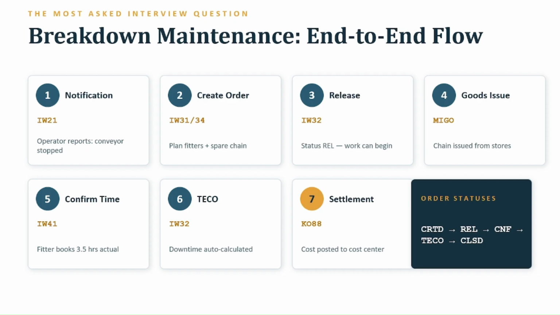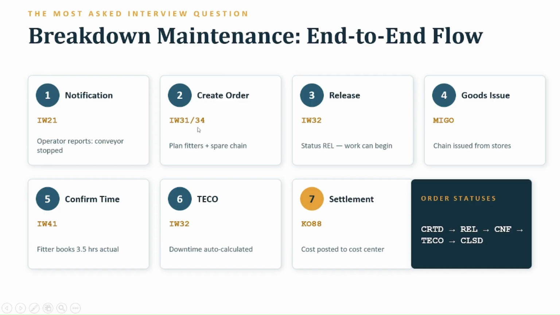Now there is a simple process flow. It is applicable not only for breakdown, but for all the plant maintenance processes. The process starts from the notification. T code is IW21. The operator reports the conveyor is stopped, and he creates a notification. Then based on the notification, an order is created, or you can also create the order directly.